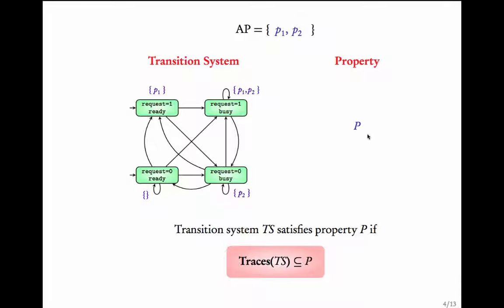Suppose somehow you have specified the property. When do we say that the transition system satisfies the property? If the traces of this transition system are contained in P, then we say that the transition system satisfies the property P. We have seen this multiple times, but it's good to keep recalling this again and again because this is the key concept in this course and everything else is built around this concept.